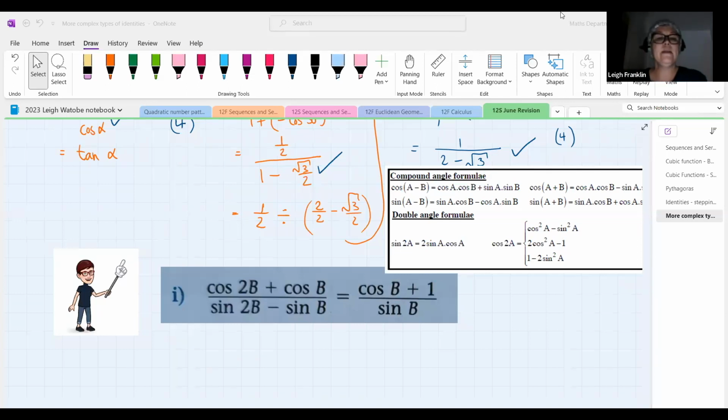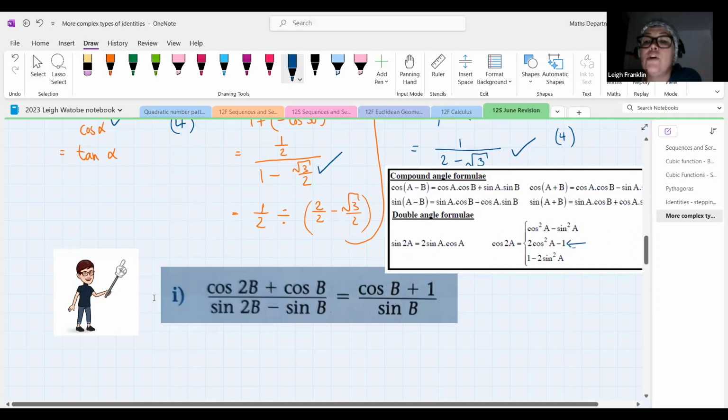So when it comes to cos 2b or cos 2a, it depends what it is combined with. So cos 2b is in the numerator with cos b. If you see cos 2b with cos b, it is easier to make a trinomial out of it and to write it in terms of cos only. So choose 2 cos squared b minus 1.